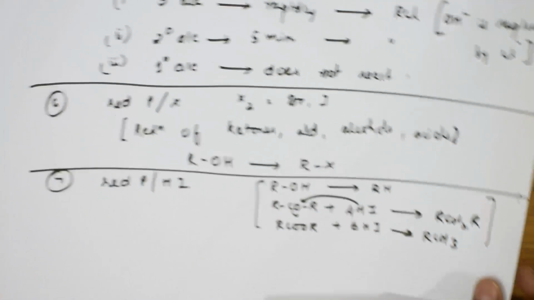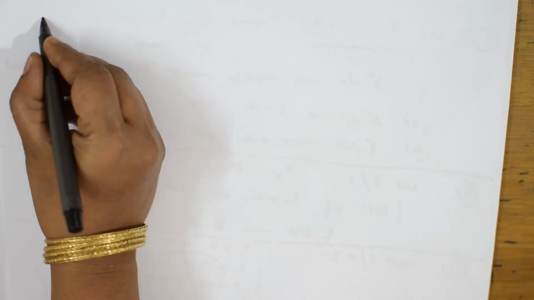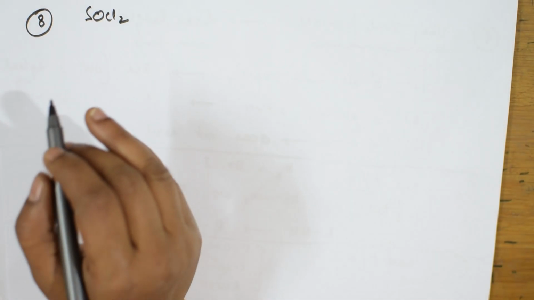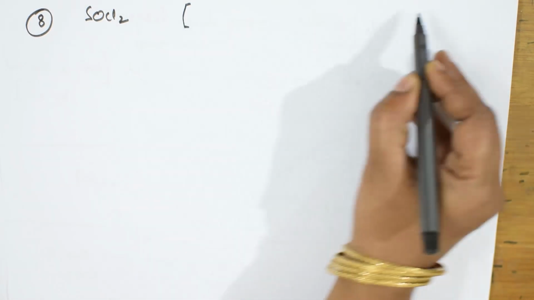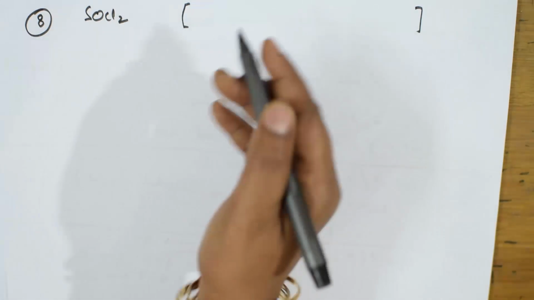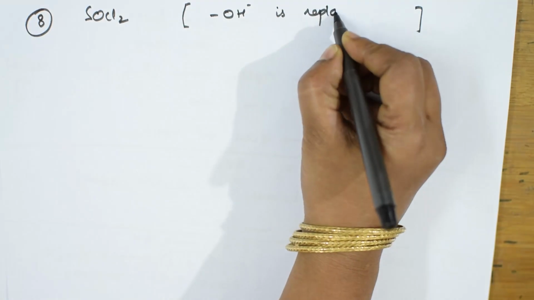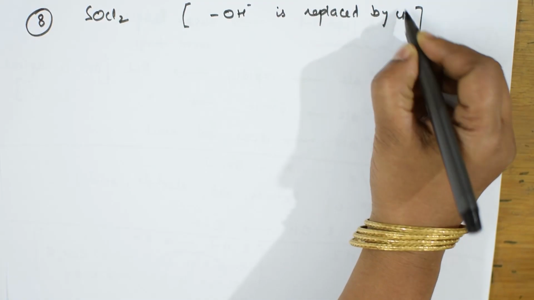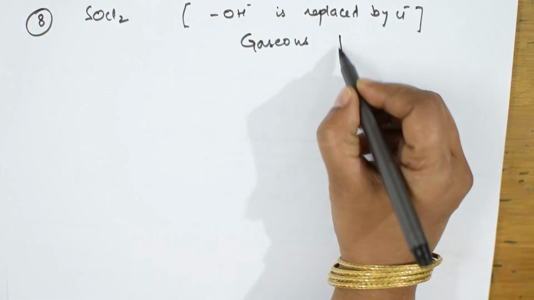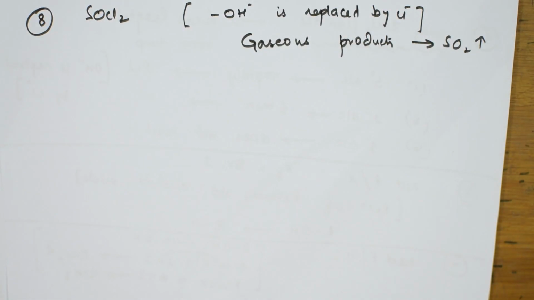Now let us take one more reagent. This is 7. Let us see 8. Suppose in the exam paper, you see thionyl chloride, SOCl2. Basically, thionyl chloride's role is only one. What is that? It replaces OH by Cl minus. So OH minus is replaced by Cl minus. And one more thing: whenever SOCl2 is there, we get gaseous products, and the gaseous product is sulfur dioxide gas. Economically, this is the best method.